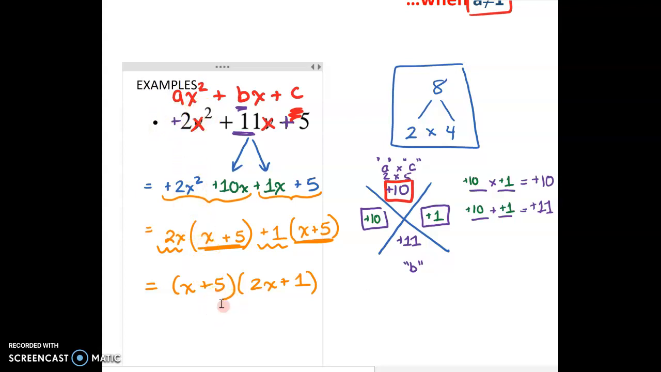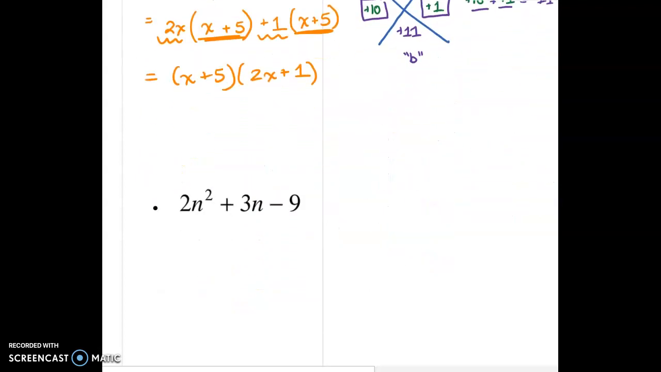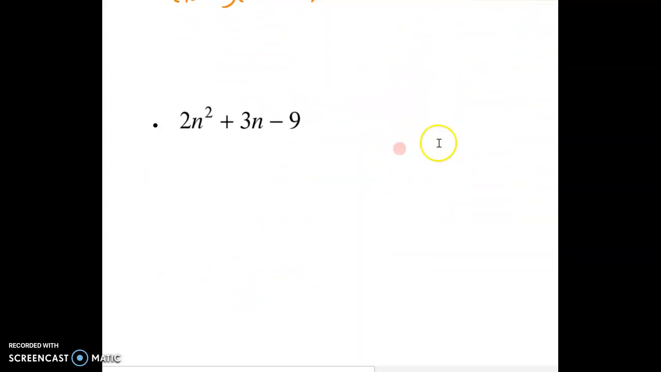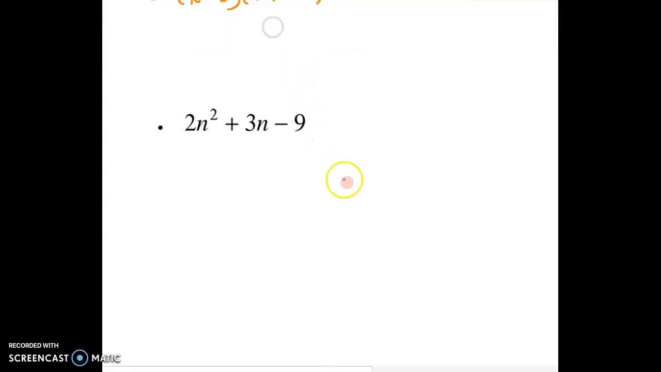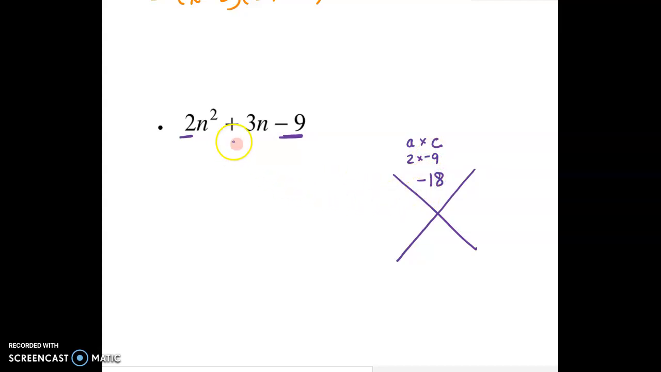So let's try one more just to make sure you understand it. And now I'm going to use the actual variables. So I'm going to use 2n squared plus 3n minus 9. Okay? So if we go back to our method of the x, remember now the top part of the x needs the a times the c. So that means I'm taking the 2, multiplying it by negative 9, and that gives me this value here, which would be negative 18. Then I'm taking my b value and I'm putting it down here, which is positive 3.